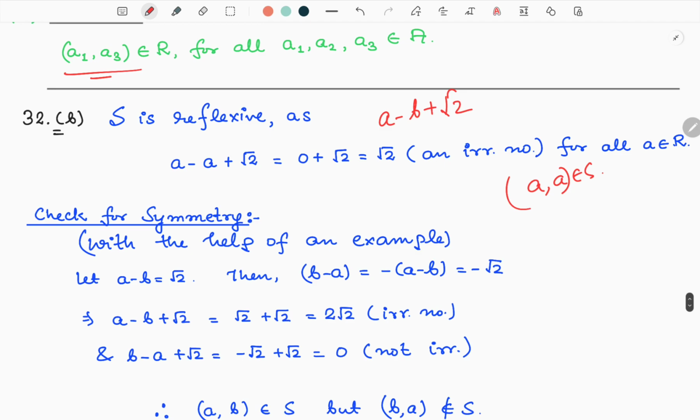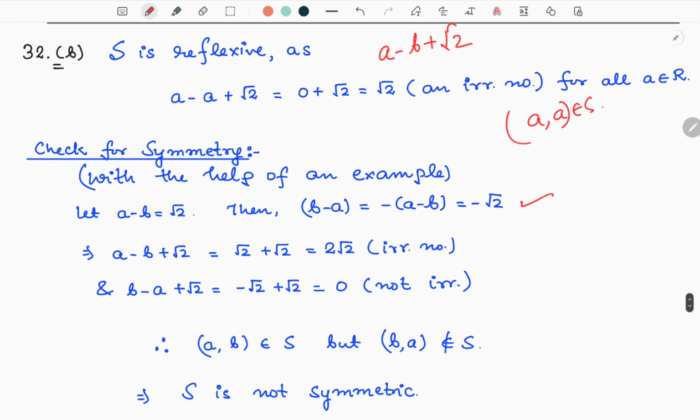Now to check symmetry, we will take an example. Let us take A minus B equal to root 2, then B minus A will become minus root 2. So we are getting A minus B plus root 2 as 2 root 2, which is irrational, but B minus A plus root 2 is 0, which is not an irrational number. It means A comma B belongs to relation S, but B comma A does not belong to relation S. That means S is not symmetric.